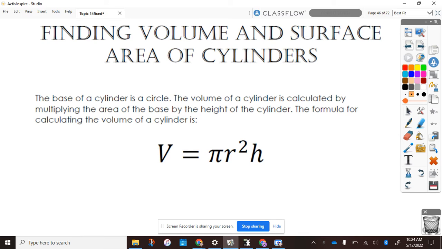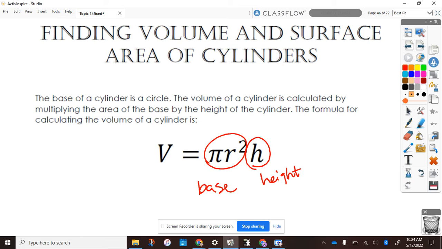Now think about what a cylinder is. The cylinder by definition has two bases that are circles. So if we're looking for the area of the base, we would need pi r squared. And if we're looking for the volume of a prism, the area of the base times the height, that would be pi r squared times h. That's your base, that's your height.